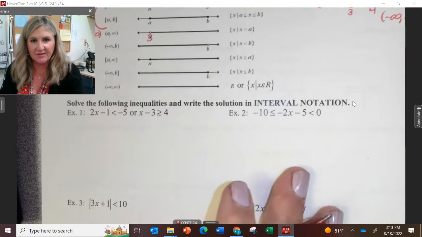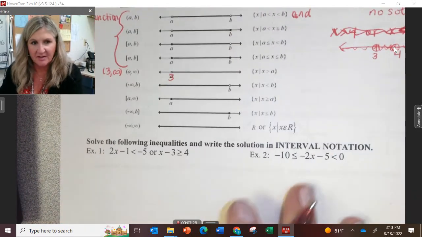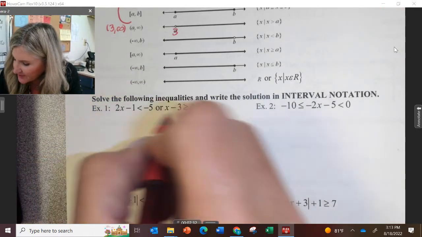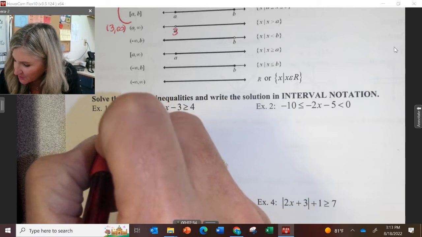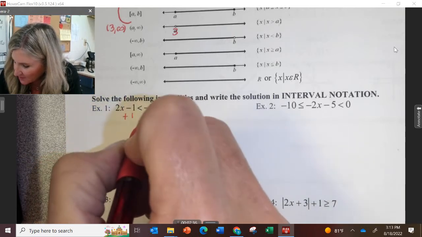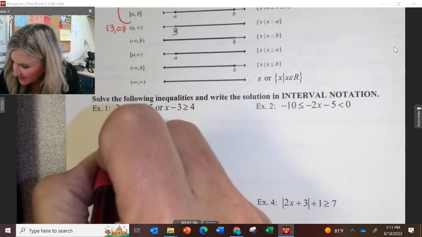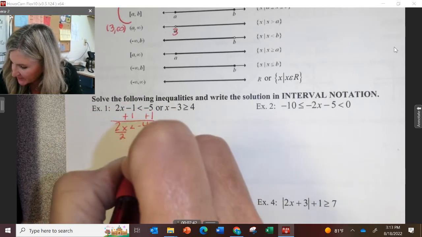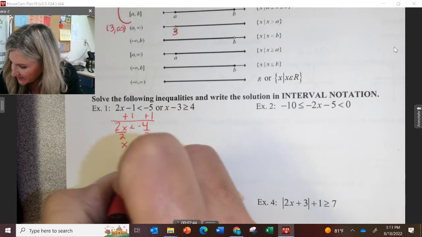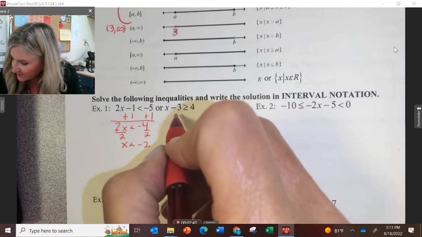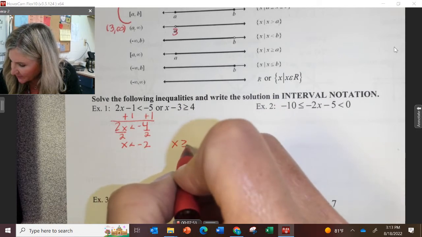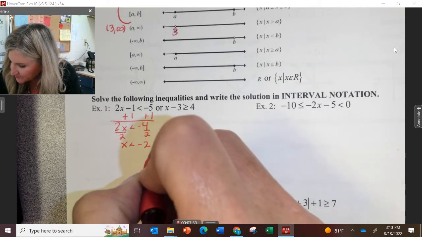All right, let's go down here and solve some problems, and I think you'll see why this whole interval notation is helpful. So solving a problem like this, either this has to be true or that has to be true. I have 2 problems to solve in one, so I'm going to add 1 to both sides. I get 2x is less than negative 4. Dividing both sides by 2, I get x has to be less than negative 2. For this one, I just have to add 3. So that's going to be that x has to be greater than or equal to 7.